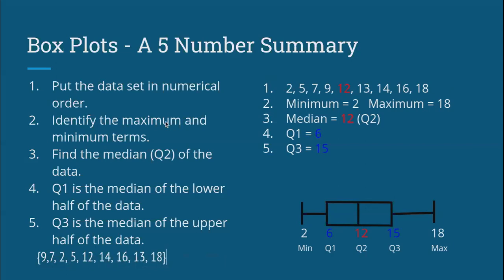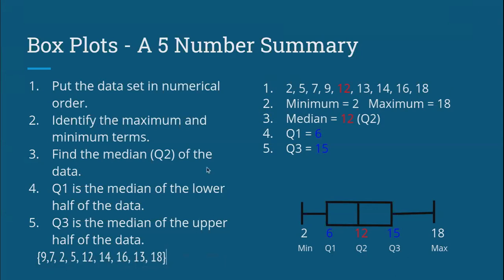Step 2 says identify the maximum and minimum terms. Well, the minimum, the smallest value is 2. The maximum is 18. So that's 2 of the numbers for our 5-number summary.